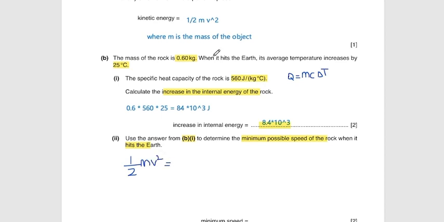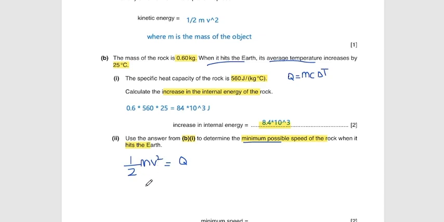And when it hits the earth, its average temperature increases, so we have Q equals mc delta t. This says use the answer from B1 to determine the minimum possible speed when it hits the earth. When we say minimum possible speed, obviously that is when it's moving, so it has kinetic energy. And when it hits the earth, its average temperature increases. So we have to know there is a certain speed at which there was this increase in internal energy. So again, we have to find this speed.